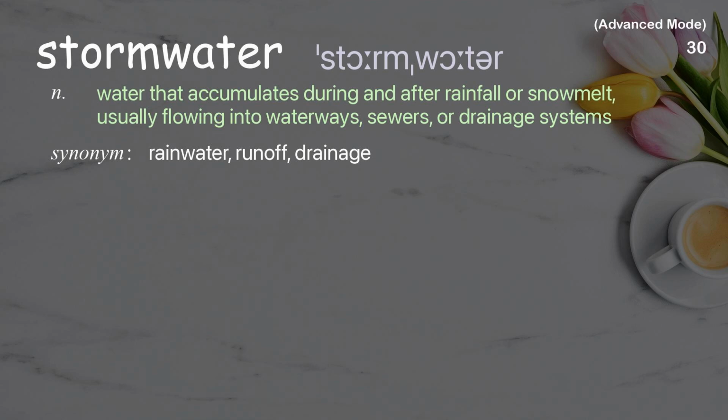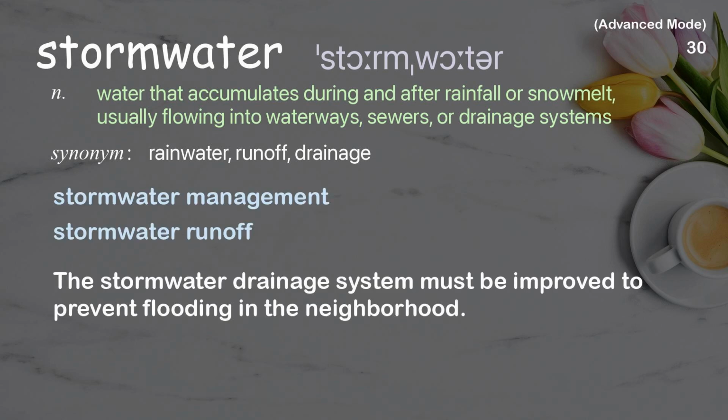Stormwater. Water that accumulates during and after rainfall or snowmelt, usually flowing into waterways, sewers, or drainage systems. Examples: Stormwater management. Stormwater runoff. The stormwater drainage system must be improved to prevent flooding in the neighborhood.